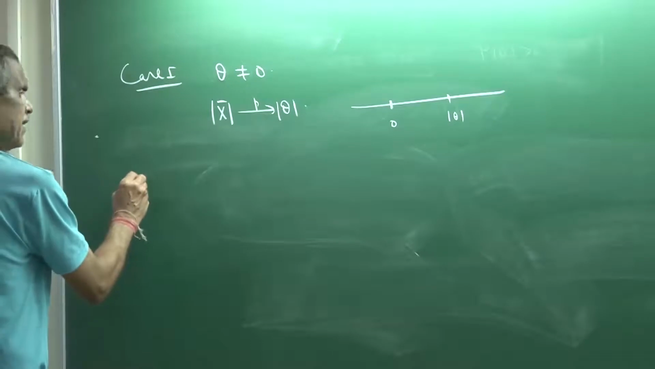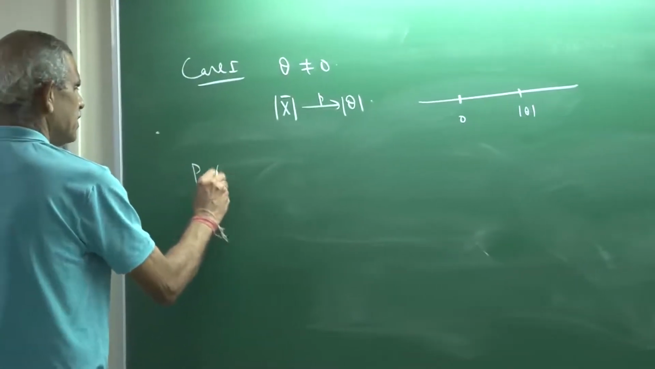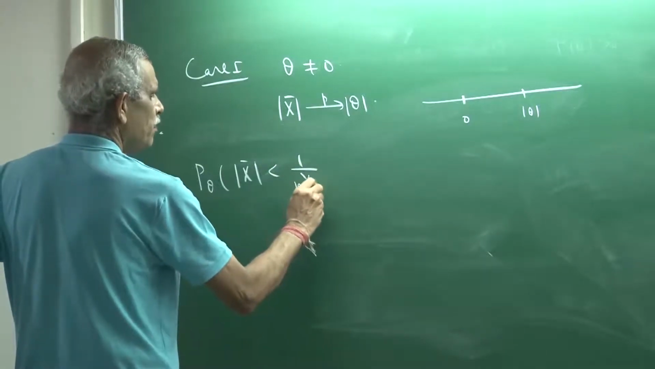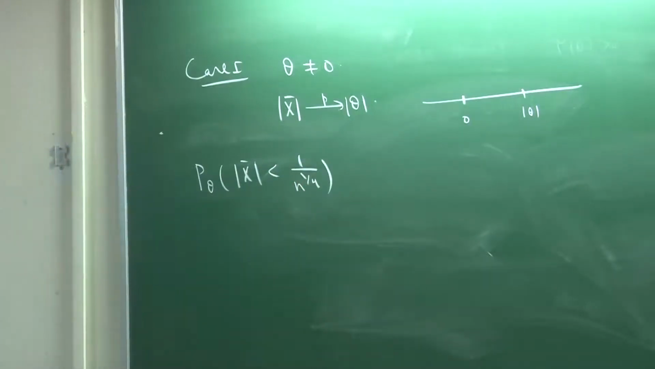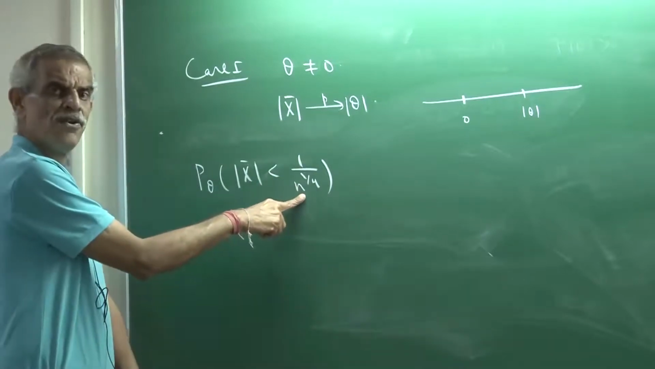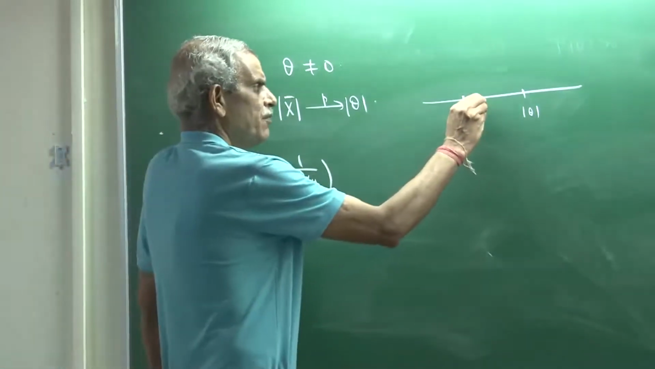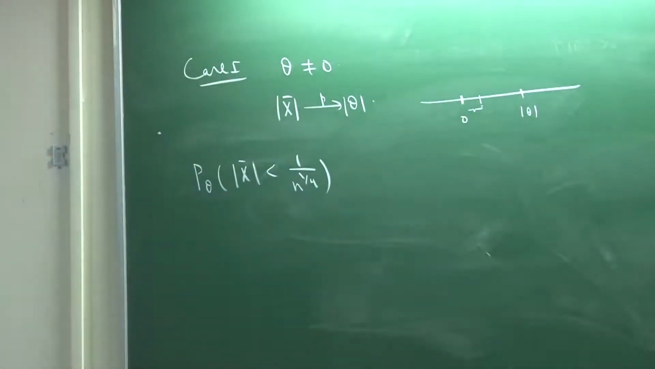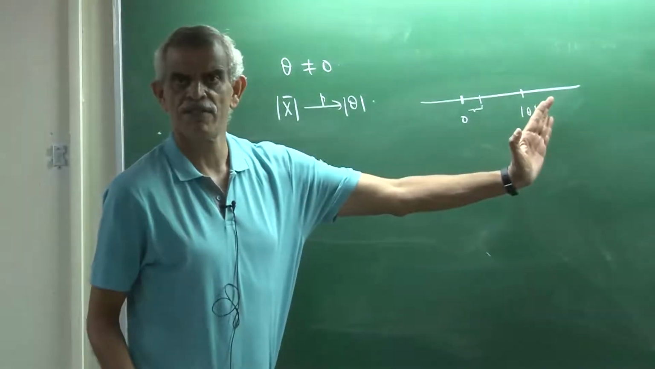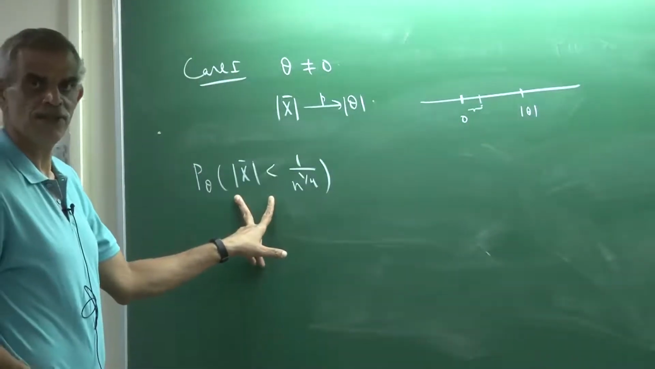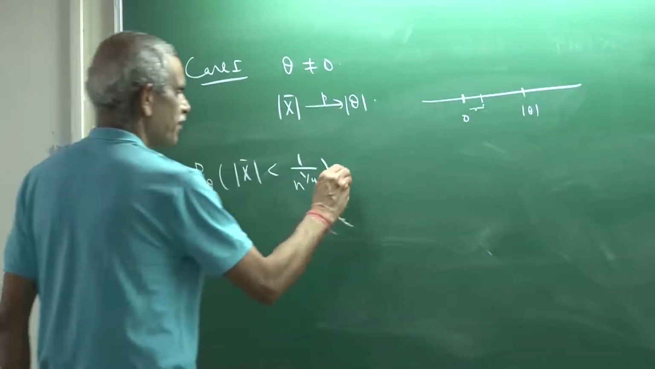So consider the probability that in this case mod of x bar is less than 1 upon n to the power 1 by 4. Note that when n is very large, 1 upon n to the power 1 by 4 is going to 0. So mod of x bar is over here, and mod of theta is far away from that point. So this probability is going to be 0 as n goes to infinity.